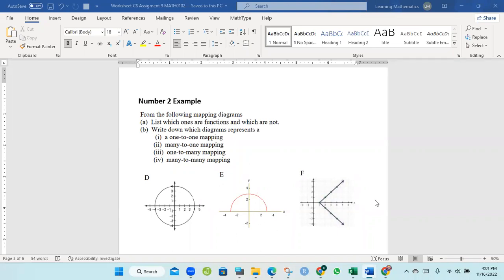So part A says, list which ones are functions and which are not. So we have to define what is a function. We have to get the definition of a function. And we can get that in module 9.